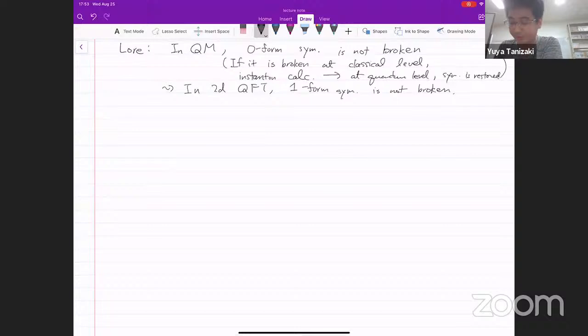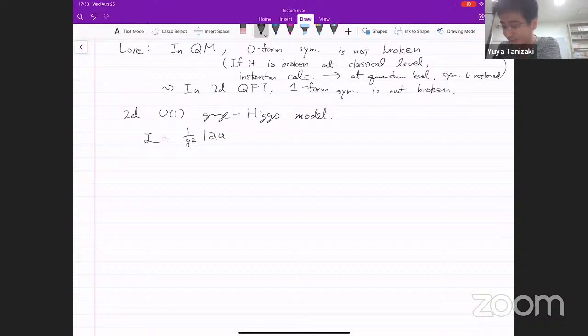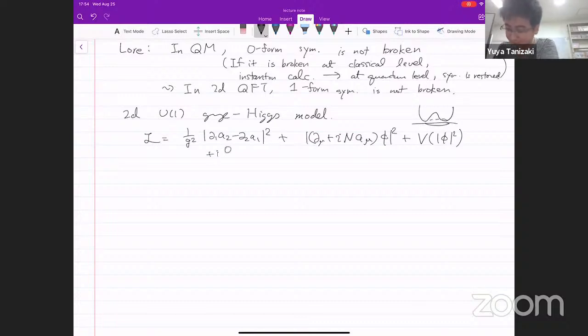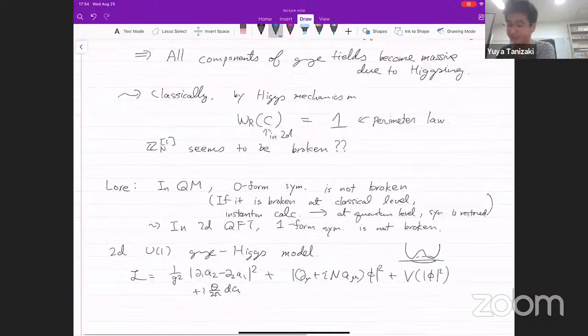And the idea is, let's, for example, consider the 2D U(1) gauge Higgs model. We consider that the Lagrangian is something like this. And let's add some Higgs field with charge N, for example. And let's add some wine bottle potential, something like this. And we can also add a theta term here, right?